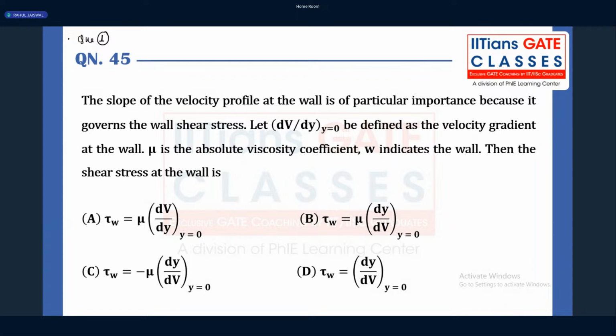Now, when you read this question, what they have given: the slope of the velocity profile at the wall is of particular importance, because it governs the wall shear stress. Let du by dy at y is equal to 0 be defined as the velocity gradient at the wall. Mu is the absolute viscosity coefficient. W indicates the wall, and they are asking what is the wall shear stress. This is one of the easy questions as far as fluid mechanics is concerned.